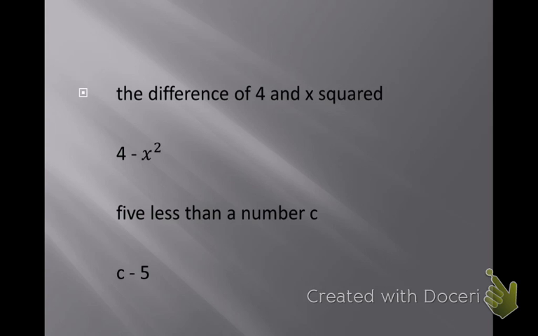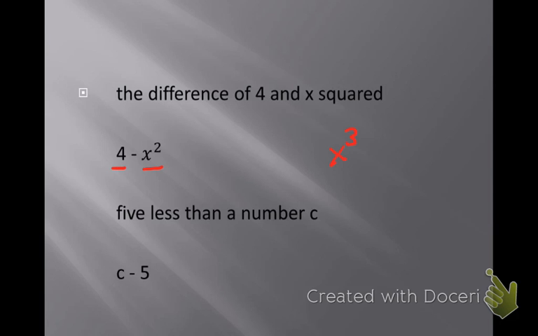Again, how about if we wanted to find the difference? Well, we know that means subtract of 4 and x squared. So the difference means we're going to subtract 4 and then x squared. A special way to say squared is to the second power. What's a special way to say to the third power? Something cubed. So x cubed would be x to the third power.